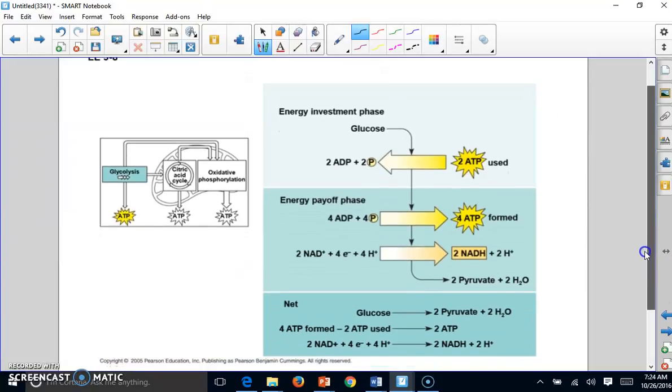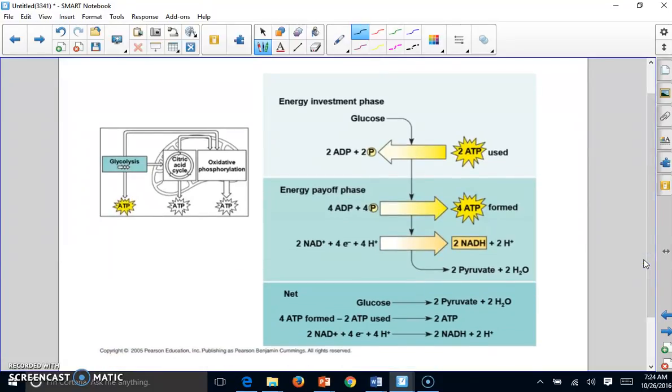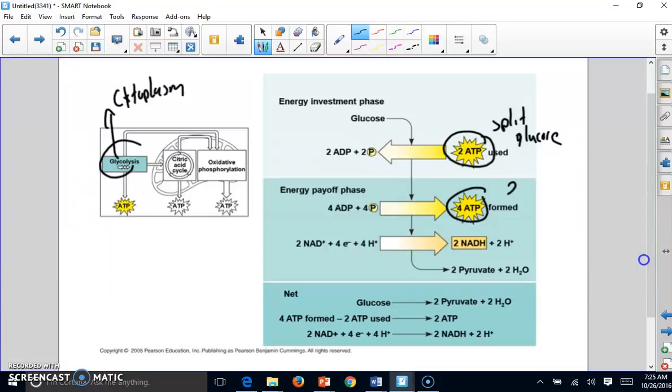So as you'll sort of see, this is the summary of glycolysis. So remember, glycolysis is occurring in the cytoplasm. Can't spell. Cytoplasm. So here in the net energy investment phase, we use 2 ATP to split glucose. Remember, the goal of this is to split glucose. And then we have, in the energy payoff phase, we get out 4 ATP, so we've net 2. So we have a net of 2 ATP.